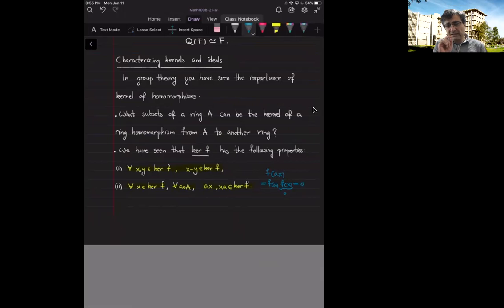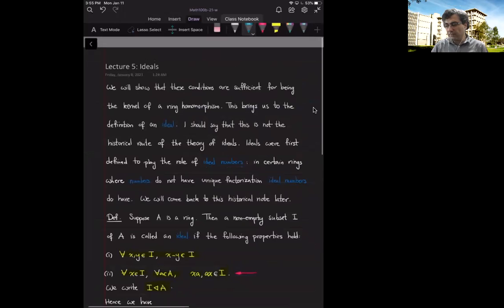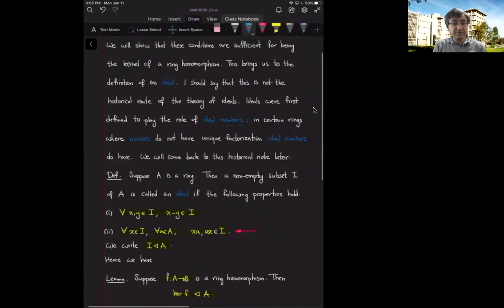And we will discuss that these are the main properties of kernels. These properties characterize kernels, distinguish them from arbitrary subsets of a ring. And this brings us to the definition of ideals.